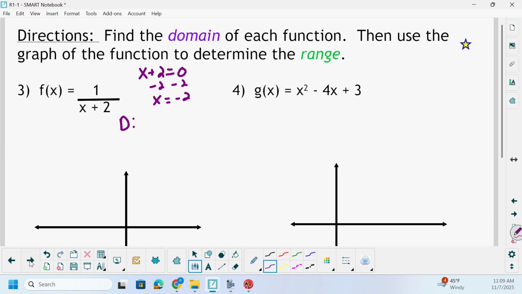That is the number we need to avoid in this function because it makes our fraction undefined. So for our domain, every x value is okay except for that negative 2. So the way we would write that is we would write our all real numbers, and then we would just say x cannot equal negative 2. Again, if you want to write out in words all real numbers, that's perfectly fine.